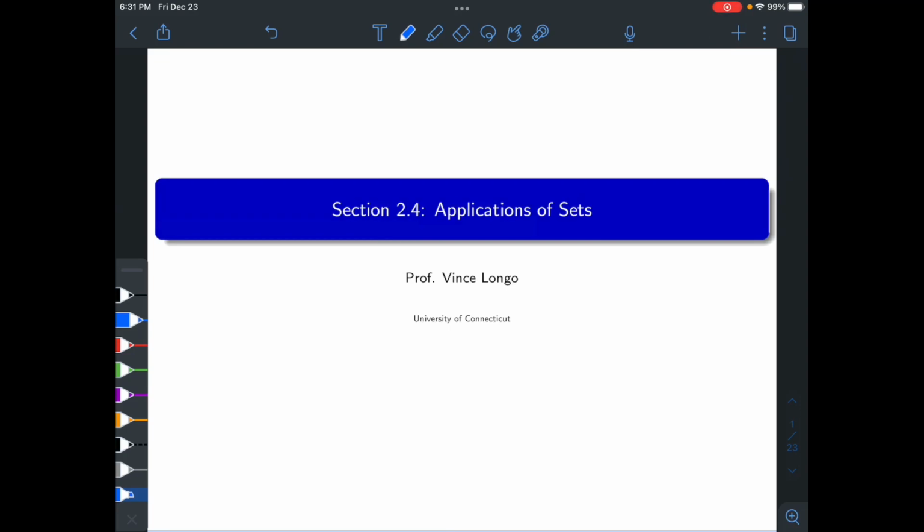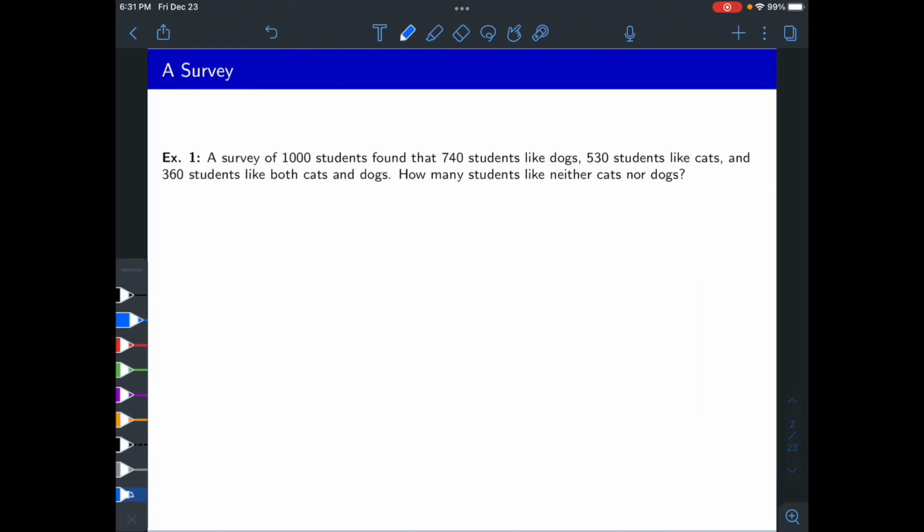In this section, we'll be discussing applications of sets. We're skipping most of Chapter 2, which introduces sets and some basic stuff about sets, and we're just going to skip straight to, what do we use them for? So I'm going to summarize all the basic facts that we kind of need from the earlier sections here.